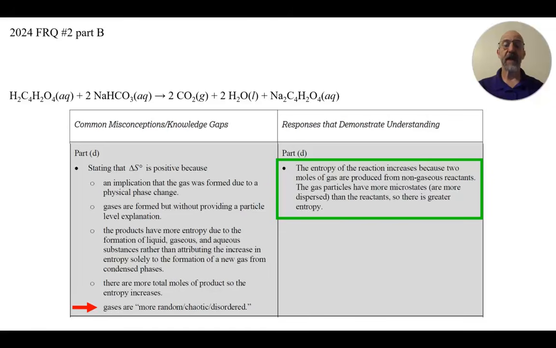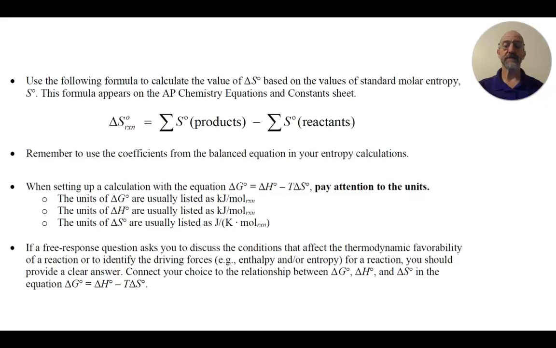And then finally, a generic statement that, well, gases are more random, gases are more disordered or chaotic. That is not a particle level explanation. So again, I'm showing you examples of student mistakes to help you avoid making those sorts of mistakes when you are describing a change in entropy on the free response section of the AP Chemistry exam.